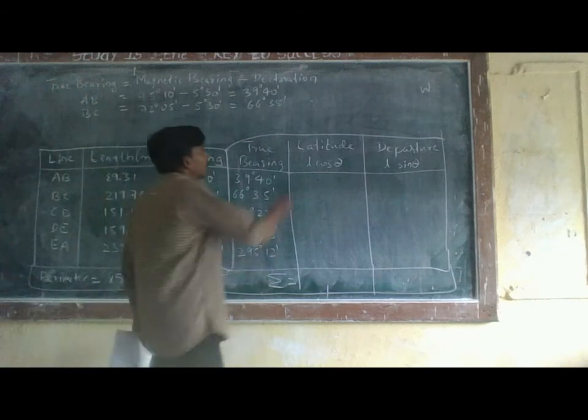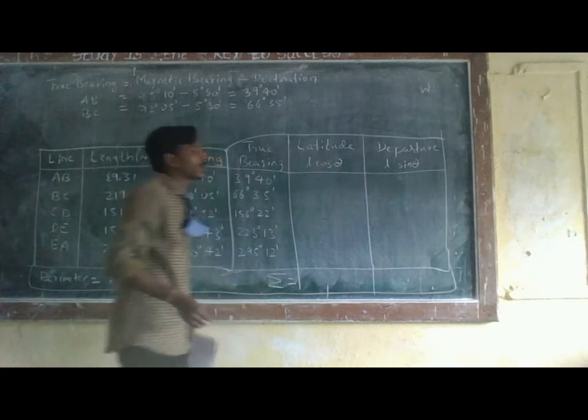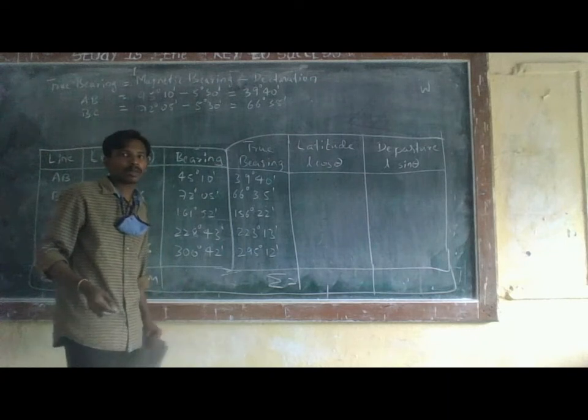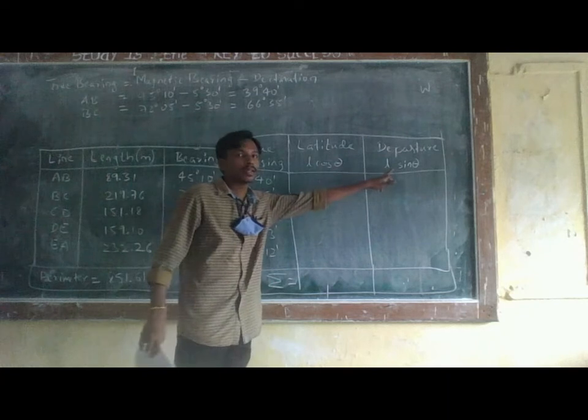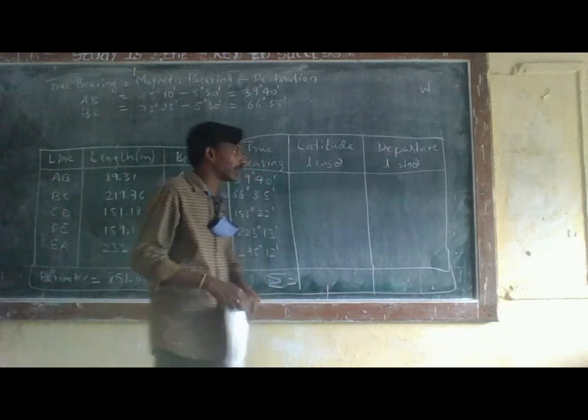Now let's calculate latitude and departure. For the calculation of latitude we have the formula L cos theta, and for the departure we have L sin theta.